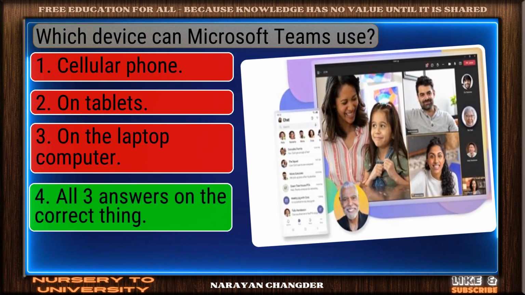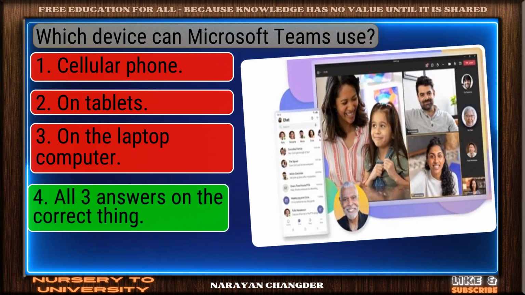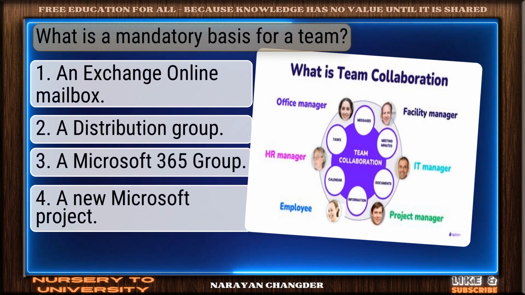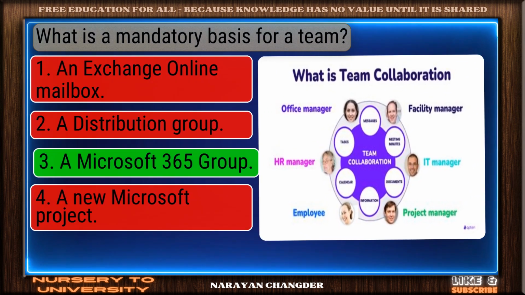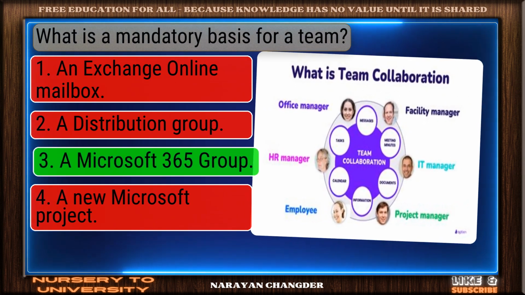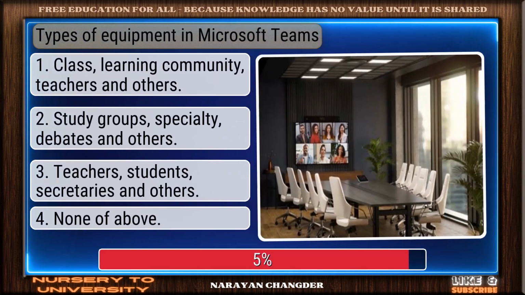Good thinking. All 3 answers on the correct thing is the right answer. Question number 56. What is a mandatory basis for a team? Well done. A Microsoft 365 group is the right choice. Question number 57. Types of equipment in Microsoft Teams.